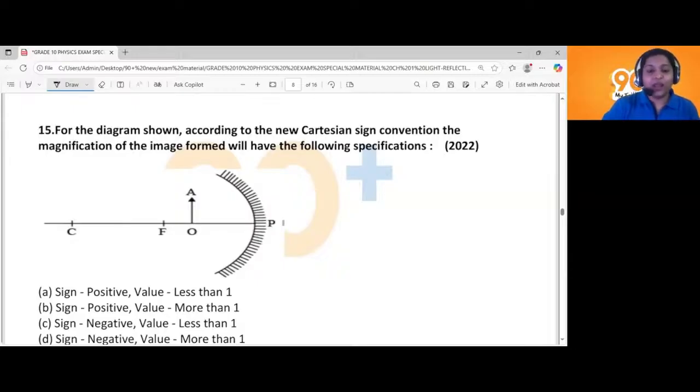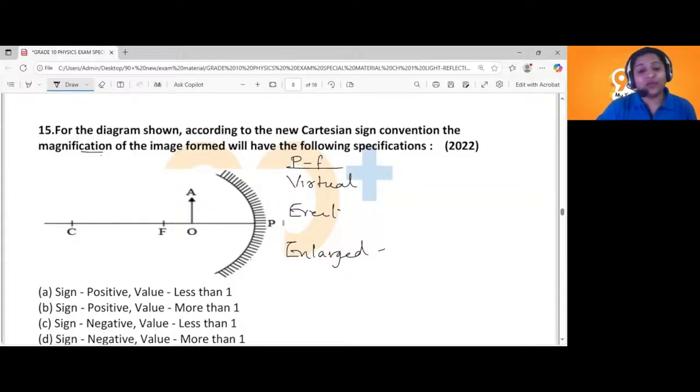Let's see the magnification sign and the value. As we know that it is a virtual, erect, enlarged image. It's going to form virtual erect enlarged image as it is placed between the P and F in a concave mirror. And we know that enlarged image means magnification value greater than 1. Erect or upright image, magnification is positive.